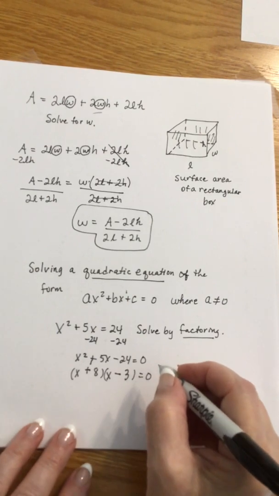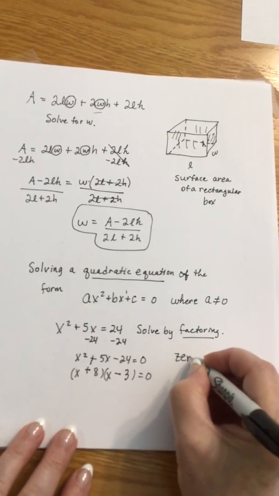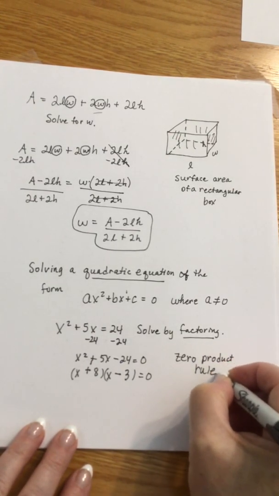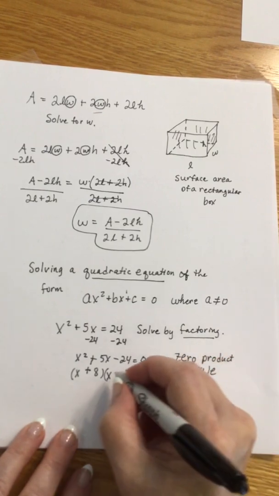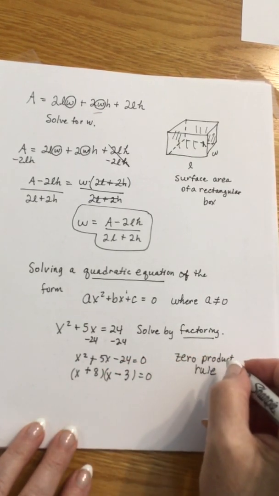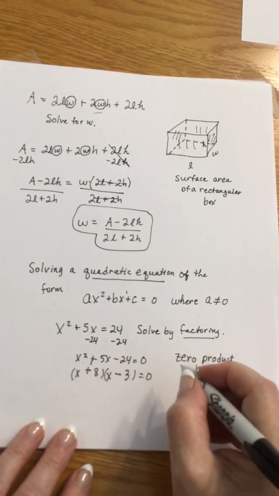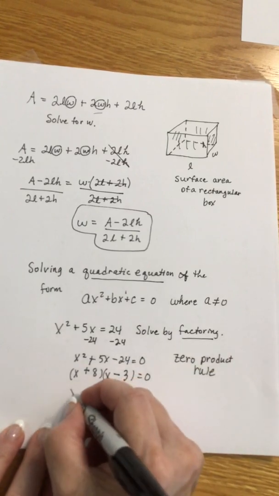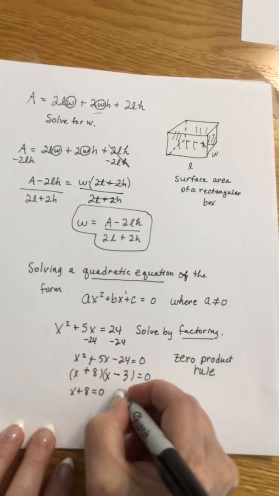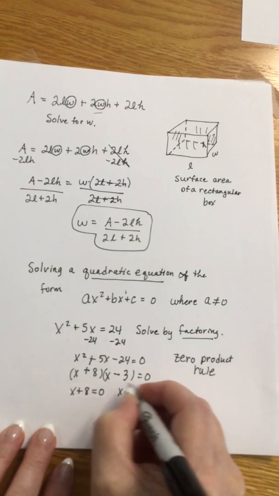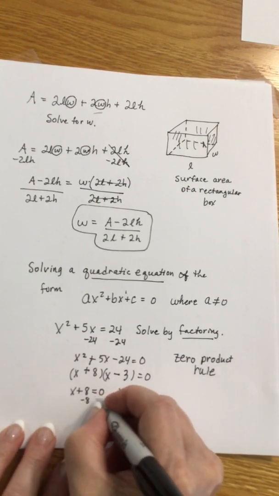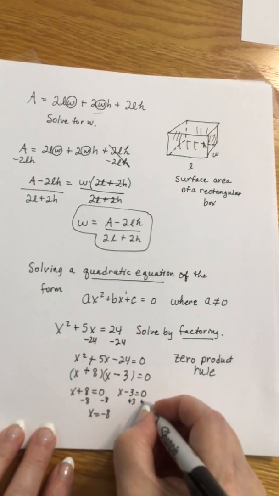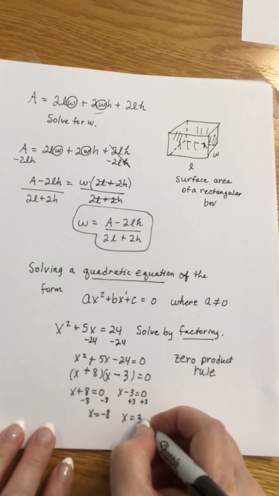So now we're going to use what we call the zero product rule. Zero product rule means if two things are multiplied, the word product is talking about multiplication. Two things multiply to be 0, then we know that at least one of them has to be 0. So x plus 8 could be 0, or x minus 3 could be 0 to make this product be 0. So minus 8 gives us x equals negative 8, plus 3, x equals positive 3.